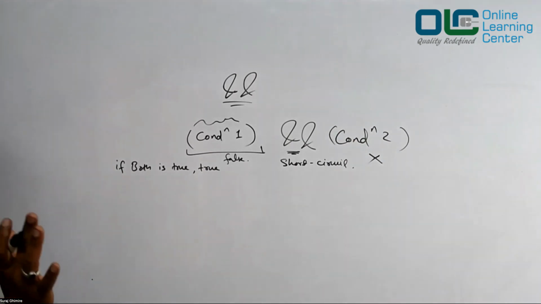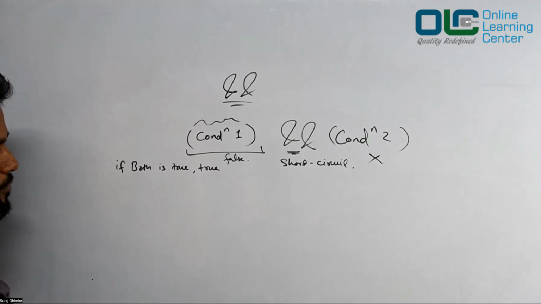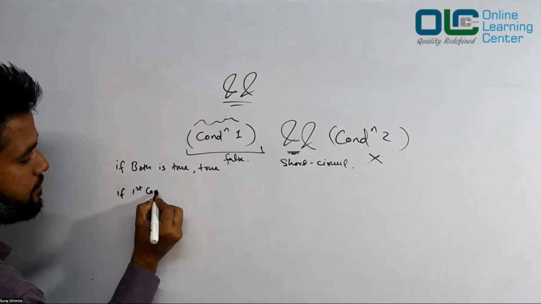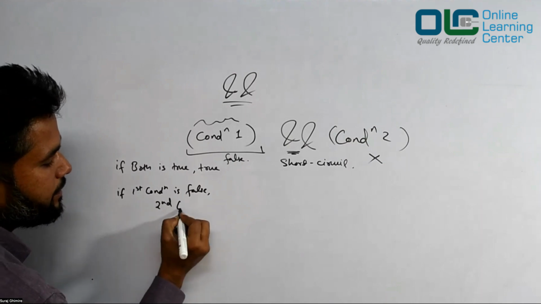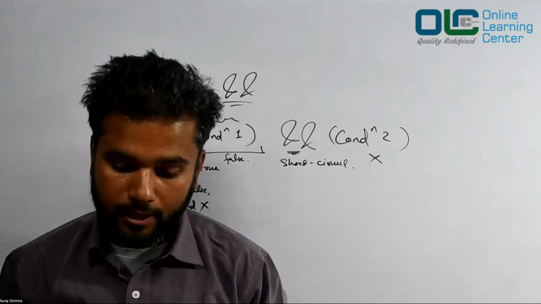It will say okay, false. Okay, so if both is true, then only the final output is true, right? So I'll say if first condition is false, second condition would not be evaluated. Okay, second condition would not be evaluated.